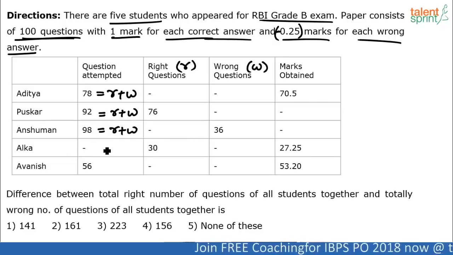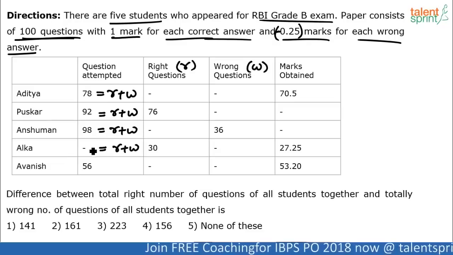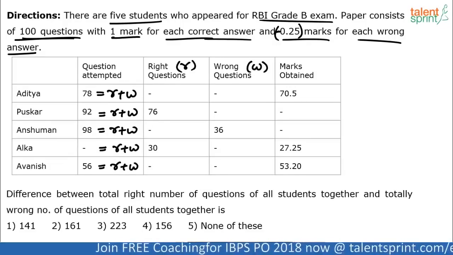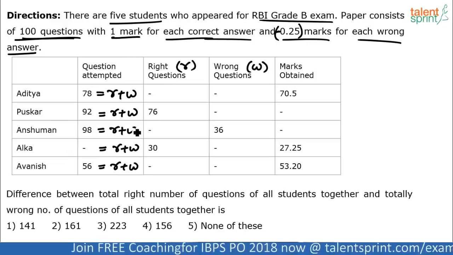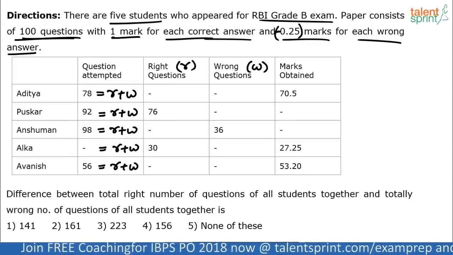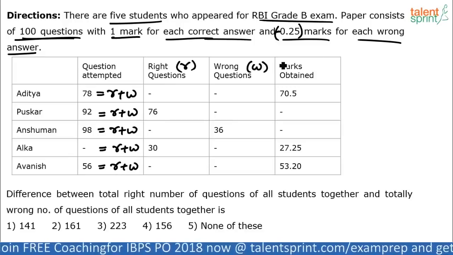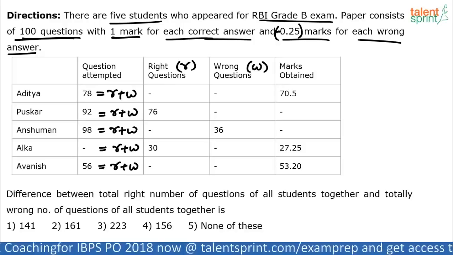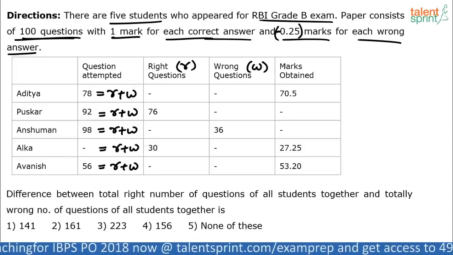Here, for Alka, the total number of questions itself is missing, but right plus wrong should be equal to whatever value comes here. For Avanish, the number of right answers plus wrong answers is equal to 56. For Anshuman, right answers plus wrong answers is equal to 98, and so on. Now the question is about the marks obtained. How do you get this value? We know that for each right answer, you're going to get 1 mark.